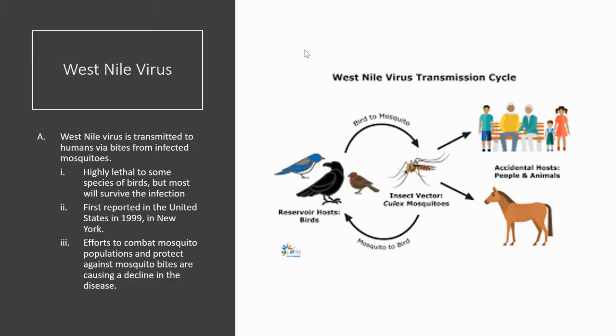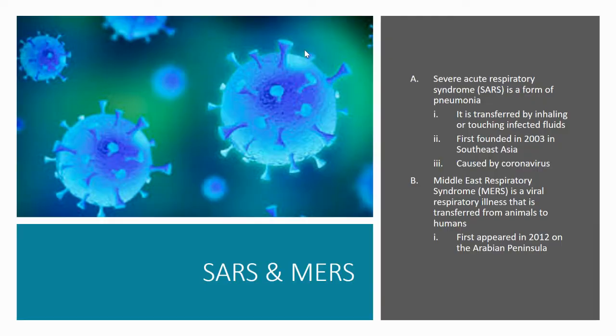Another disease is the West Nile virus. This was transmitted to humans via a bite from, once again, a mosquito. And you'll see that mosquitoes are quite often vectors in the transmission of disease around the world. This was a highly lethal virus to some species of birds, but most survived the infection. It was first reported in the US back in 1999 in New York. The efforts to combat the mosquito populations and protect against mosquito bites are causing a decline in the US in terms of this disease.